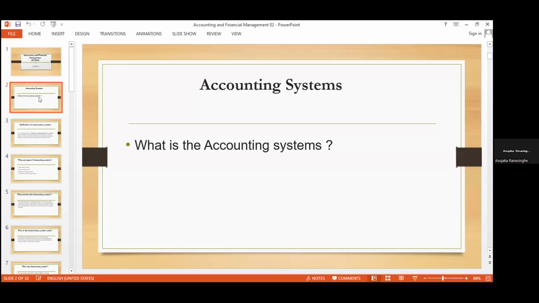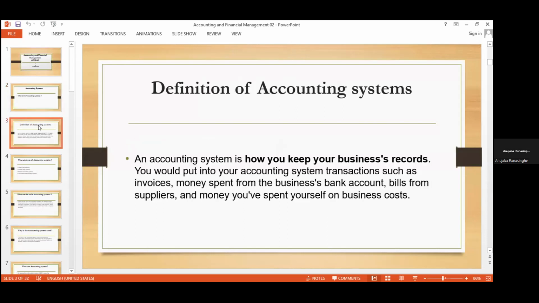The accounting system. What is the accounting system? The accounting system is how we keep accounting transactions for a business or any other organization. How are we keeping our business records, business transactions? This is the accounting system. It is a process for transaction recording, records and bookkeeping.